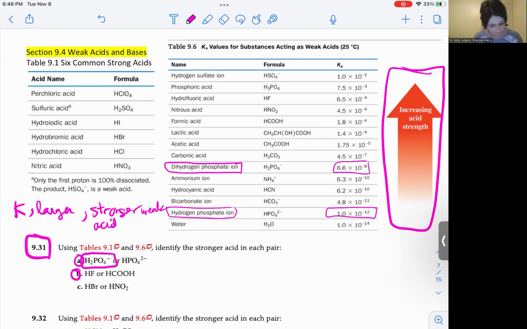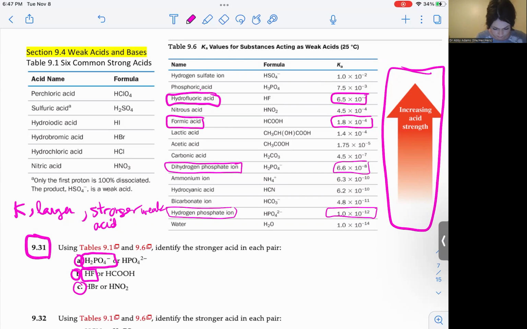Okay, B. All right, so we have our hydrofluoric acid, and we have our formic acid. So which one? We look over at their equilibrium constants. And which one is bigger? Hydrofluoric acid for sure.